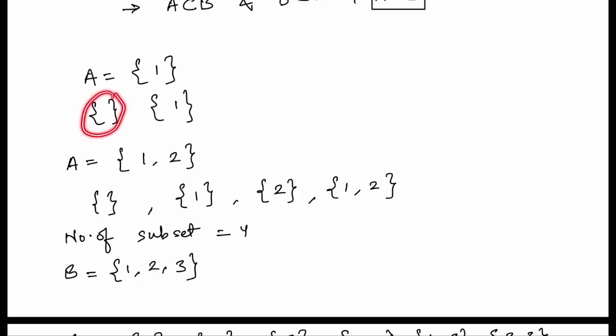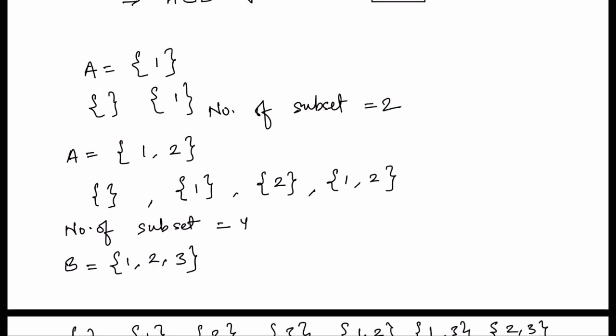One will be the null set, another will be the set itself. So the number of subsets will be 2. As I said earlier, the number of subsets depends upon the number of elements in the set. It does not depend upon what the elements in the set are. It only depends upon the number of elements present in the set.